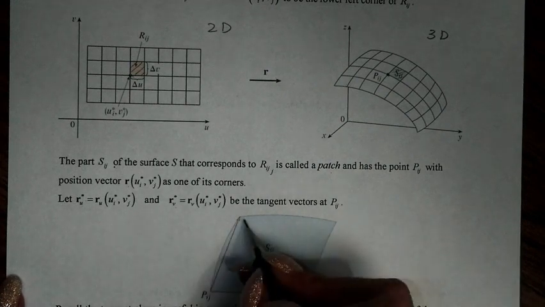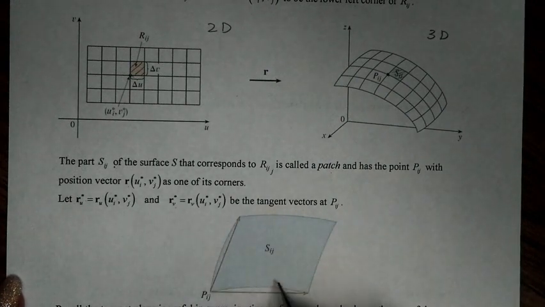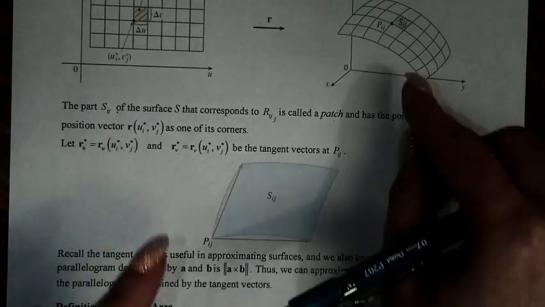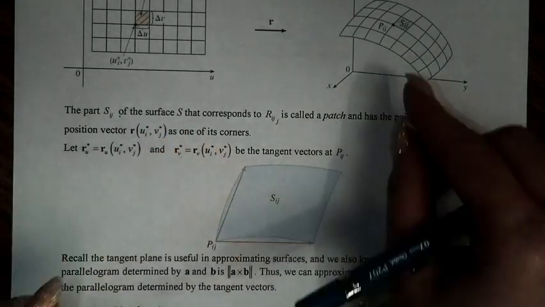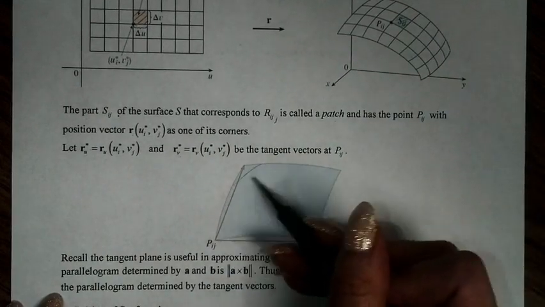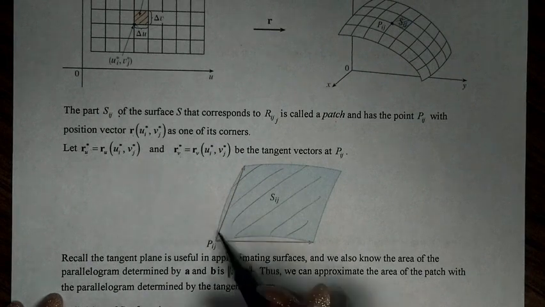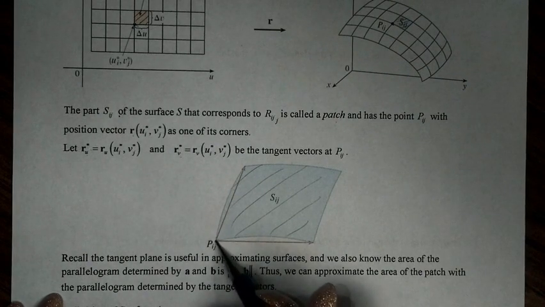This is pretty much the patch that you have if you zoom into the situation. So this is the patch that we have here. The P sub ij is also over here. This is going to be your point.